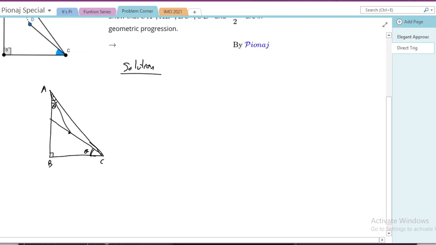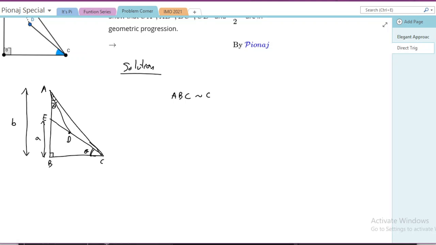Okay, so this is D, and this is what we called E earlier. So let's call this length A and call this length B. Now we have some similar triangles. So we have ABC is similar. The angle at A is the theta, so that's at C. Angle at B is 90, that's at B as well, and then E. So we have this similarity.